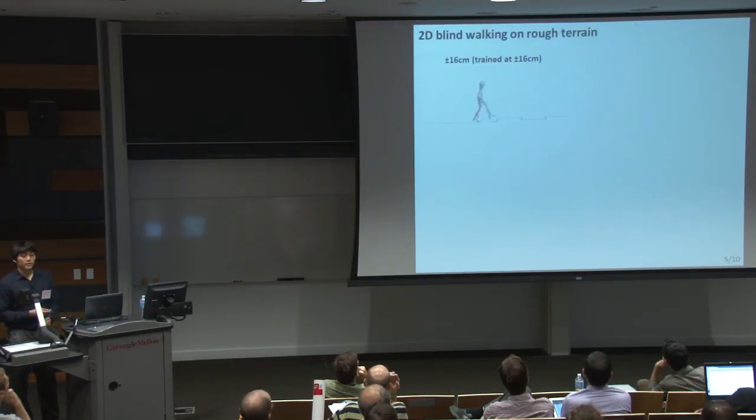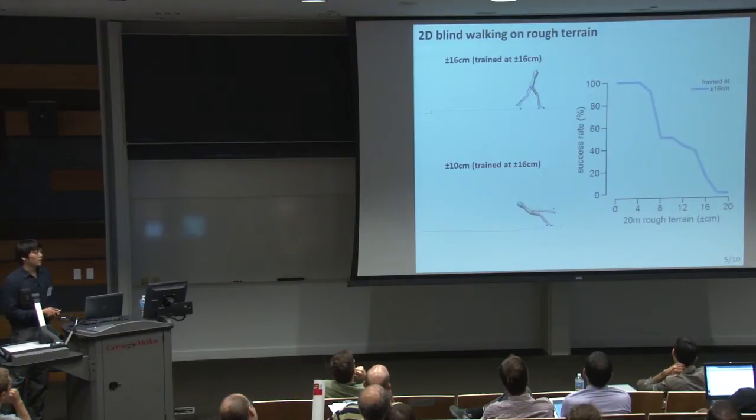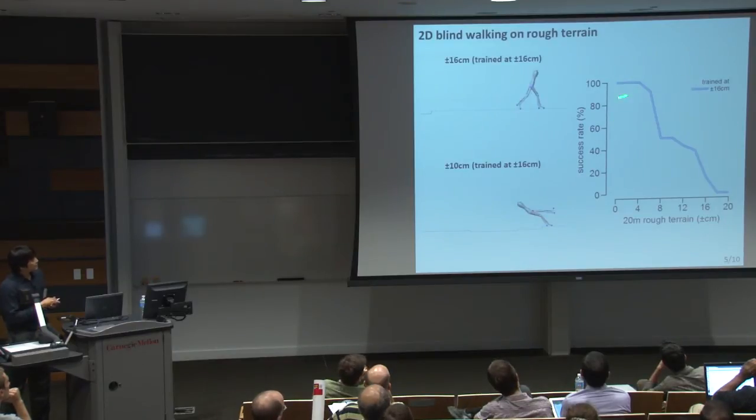We also can optimize the control parameters on rough terrain to generate robust locomotion. Until now, we could train our 2D model to walk on a terrain with plus minus 16 centimeters. However, it doesn't mean that this model can walk on any terrain up to plus minus 16 centimeters. For example, it can fall down walking on plus minus 10 centimeters. So we tested this model on different terrains of length of 20 meters and plotted the success rate. You can see that it can walk successfully on any terrains up to plus minus 4 centimeters and about 50% of plus minus 8 and 10 centimeters.